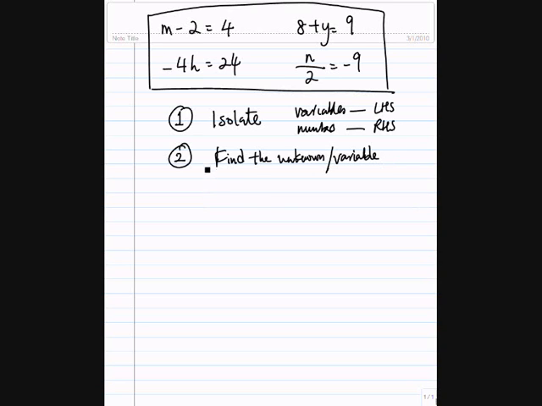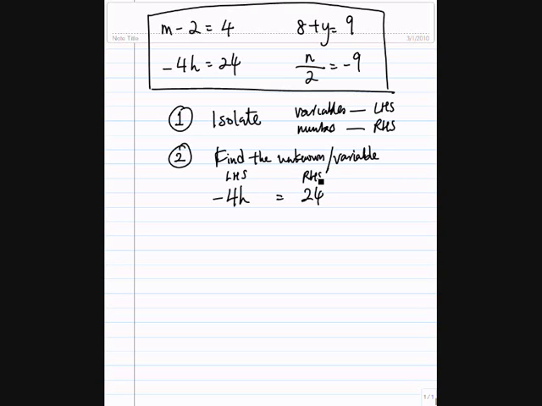Okay, so we know that solving minus 4h equals 24, to find h, you will simply need to divide both sides of the equation by minus 4. By dividing both sides by minus 4, on the left hand side I have h. On the right hand side, divided by minus 4, I would have minus 6. So h is simply minus 6.